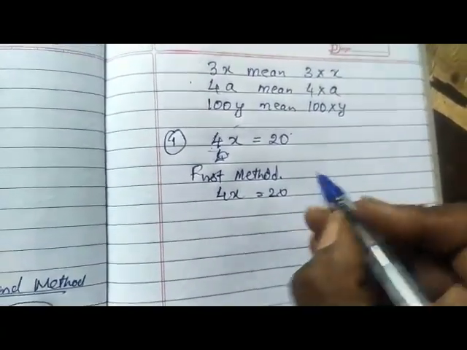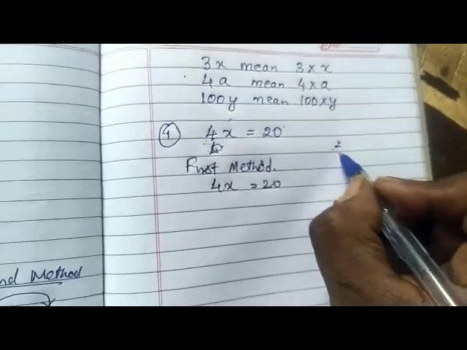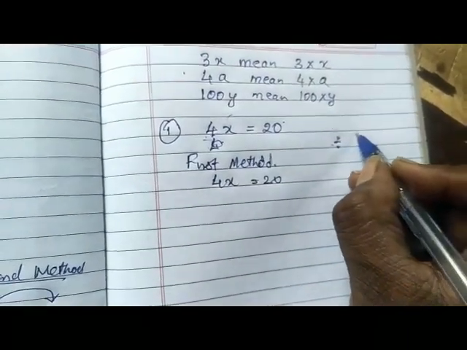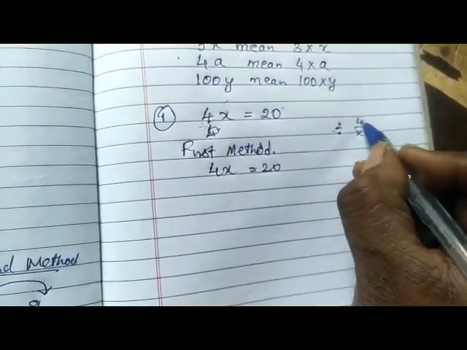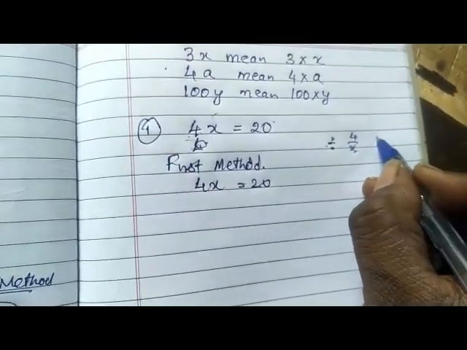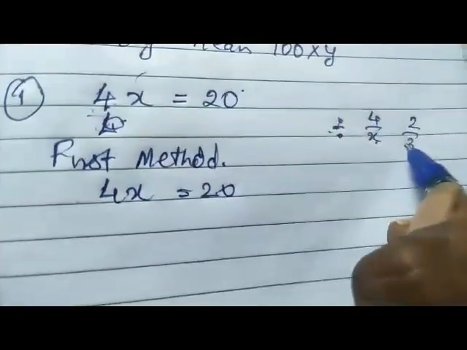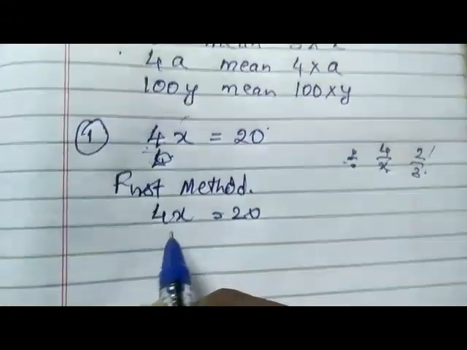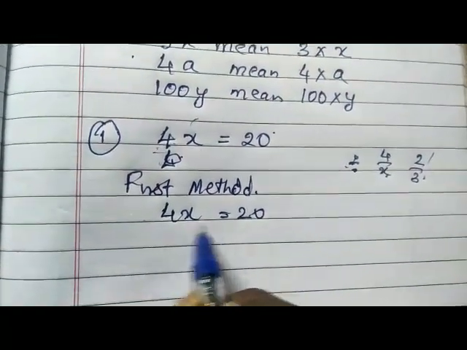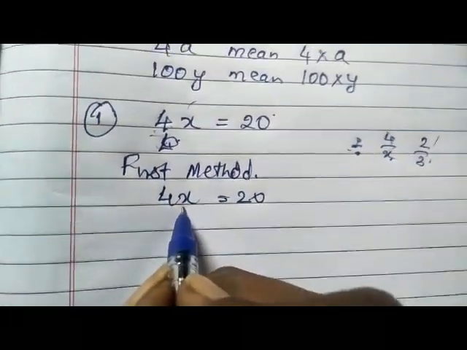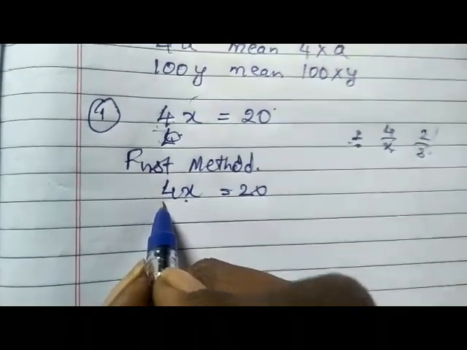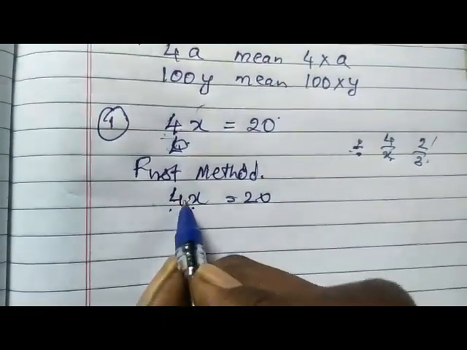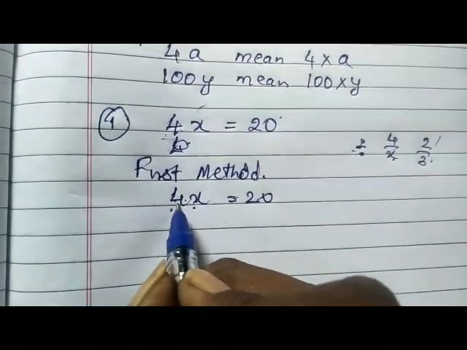Now division means don't write the divide sign. When I say 4 upon x, it means 4 divided by x, right? 2 upon 3 means 2 divided by 3. So here which number do we want to remove? Because we want to find the value of x. So you want to remove what? 4. So here 4 into x. We want to remove 4.